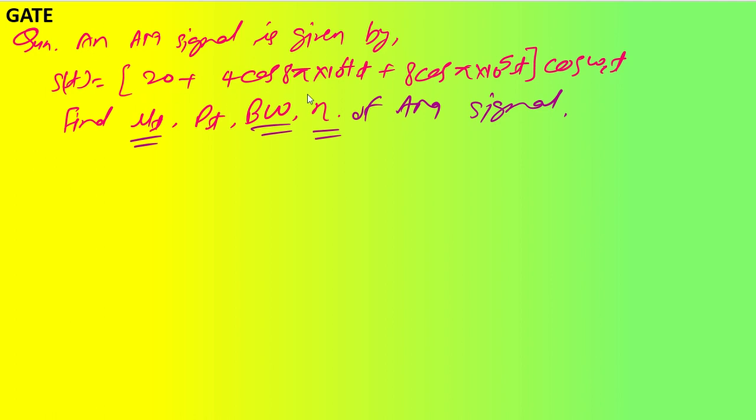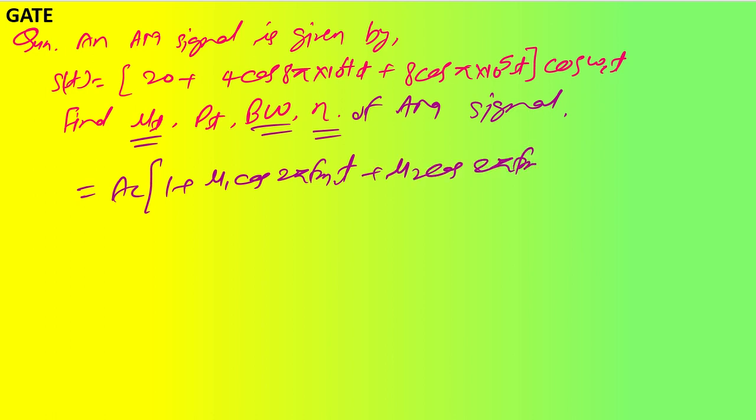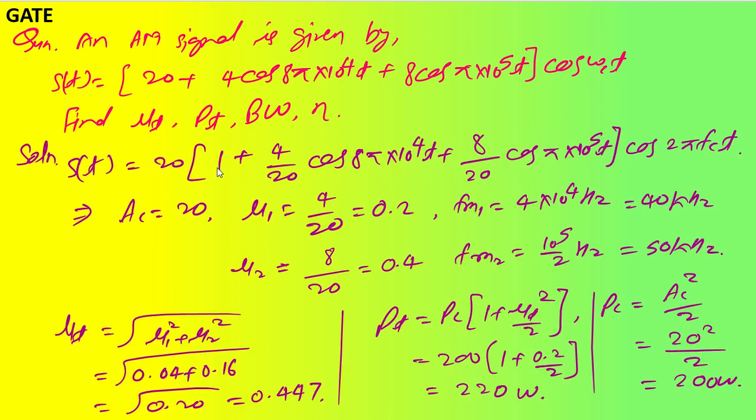The form of this equation, we can write it like this: A_c will be taken out common, times 1 plus μ1 cos(2π f_m1 t) plus μ2 cos(2π f_m2 t), into cos(2π f_c t). This is the form we will take up. The first thing: 20 we will take out common, so we'll have 1 plus μ1, μ2 form. Here 20 is common, so it becomes 1 plus 4/20 and plus 8/20. This is how you get μ1.